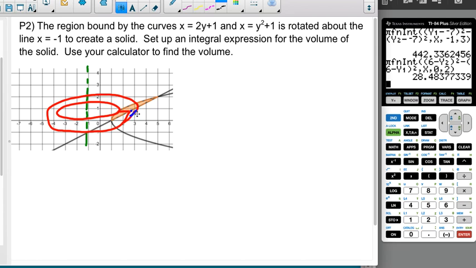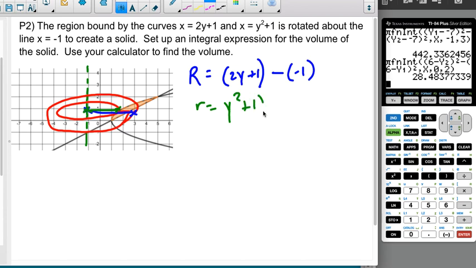So here, my big radius is going to be the line minus the axis of rotation. So my big radius is the line, which is the 2y plus 1, minus the -1, because that's the axis of rotation. My little radius is going to be the curvy piece, which is the y squared plus 1 minus a -1. I already know the bounds, right? The bounds are still from 0 to 2 because that's the first washer to the last washer.